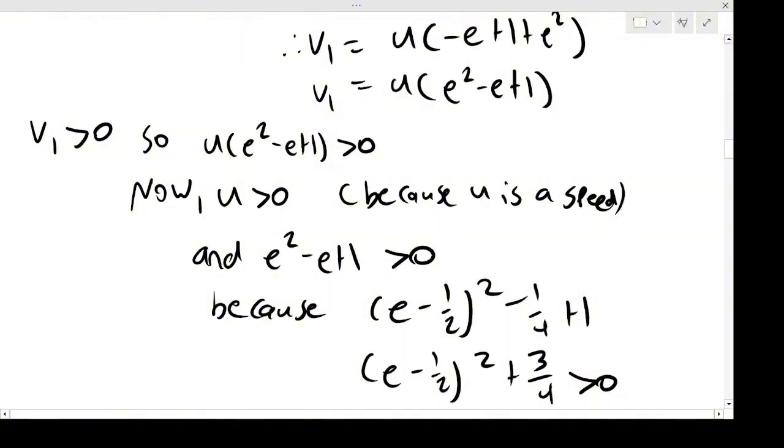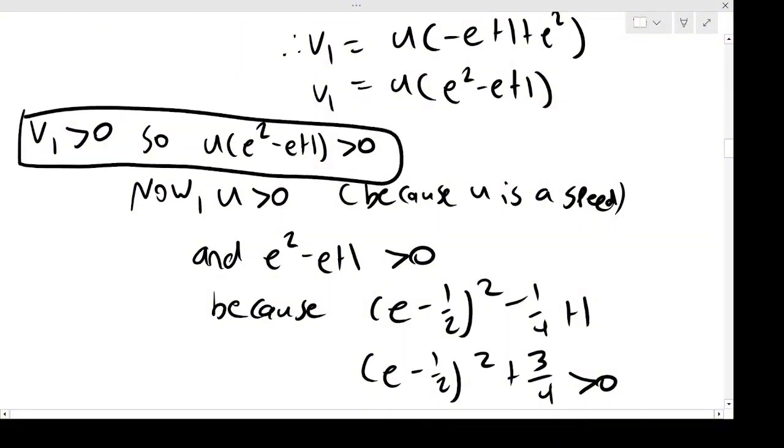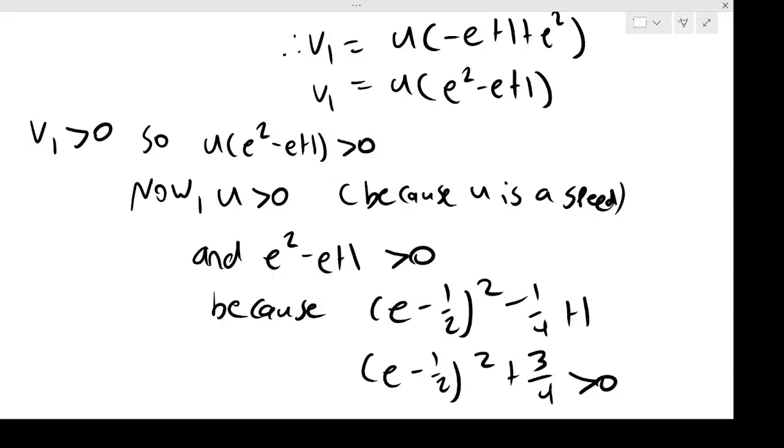Because remember the idea is we wanted to show that V1 is positive and V1 is equal to this U, lots of e squared minus e plus 1. Now we're effectively multiplying two numbers together. We're multiplying U with this quadratic. So if U is positive, then we need to multiply by a positive quadratic. So we've shown the quadratic's positive by completing the square, and it has to be positive. Okay, right.